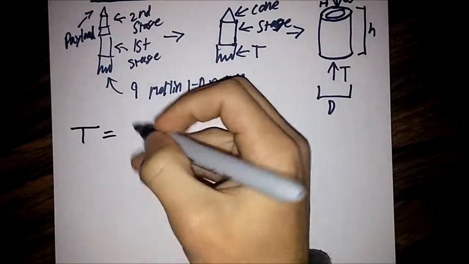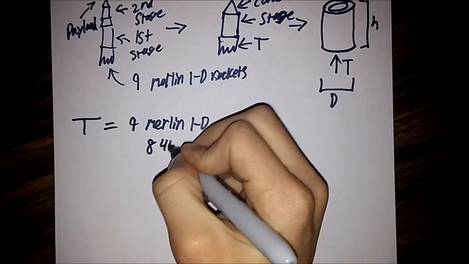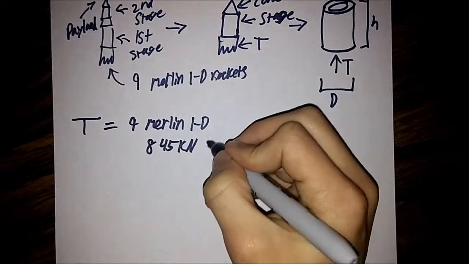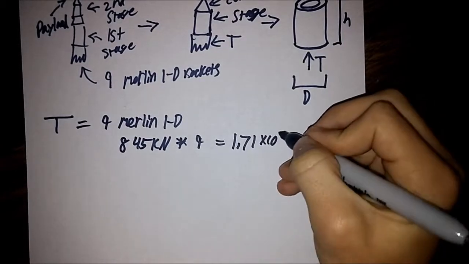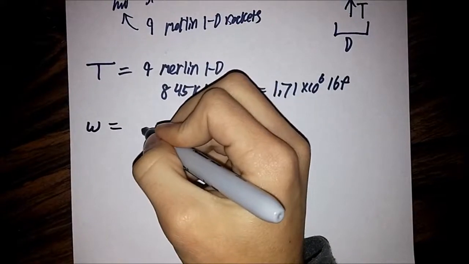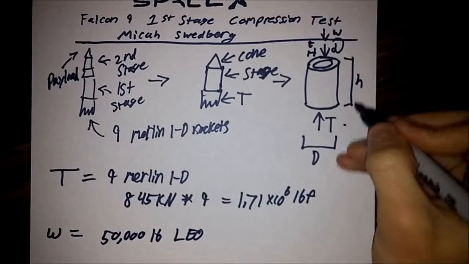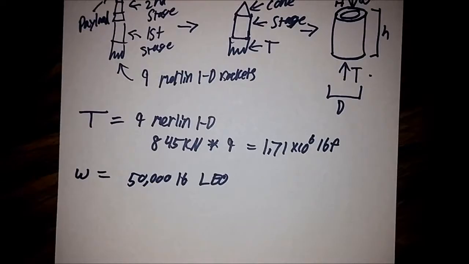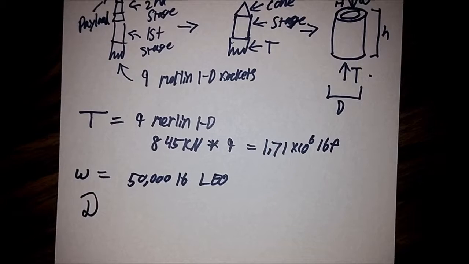Now our thrust is going to be from 9 of these Merlin 1Ds, which have a thrust of 845 kilonewtons, which comes out to 1.71 times 10 to the 6th pound force of thrust. These can carry a weight of 50,000 pounds to low Earth orbit, and that is 2 of our 3 loads on our structure. Now drag, the third load, is much more complicated.